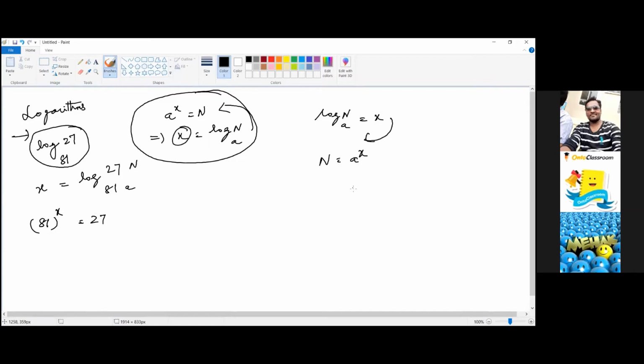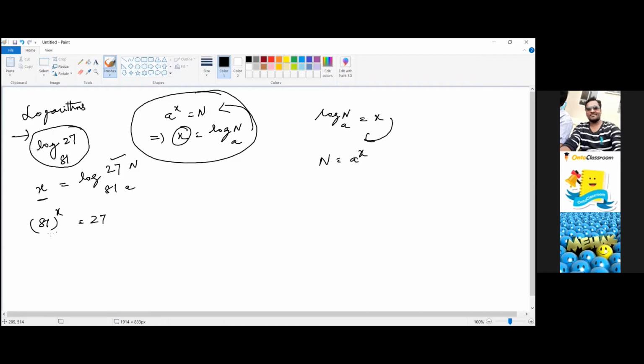So here in place of n we have 27, in place of a we have 81. The given problem we are taking as small x, so we are going to find that value alone. So now we can see that 81 whole power x is equal to 27.